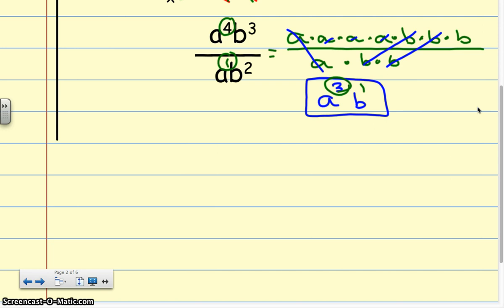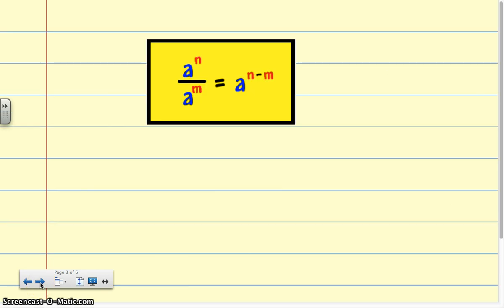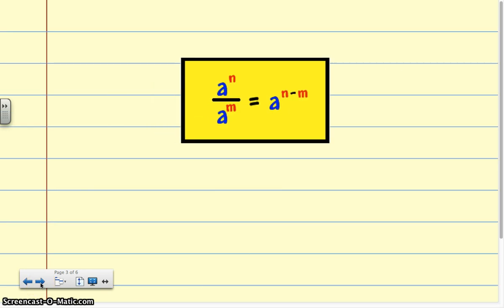That will always be the case, which leads us to the division property of exponents. It might technically be called the quotient property. Maybe I'm going to look this up. Write it down though. A to the n over a to the m is equal to a to the n minus m. This is called the division property of exponents.